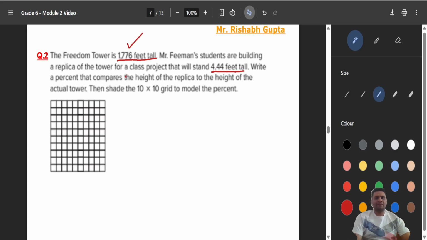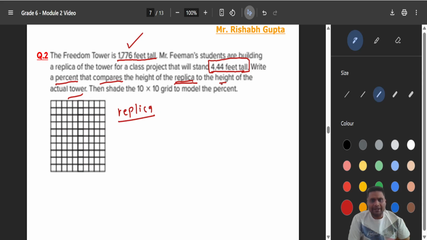The actual height of the tower is 1776. Now there are some boys who are making a class project, a smaller version of this tower. The height of their tower is 4.44 feet. Now they're asking us to write it in percent form and compare the height of the replica to the height of the actual tower. So see, the replica is coming first, so the replica will go up. The actual is coming after, so the actual height will come down.